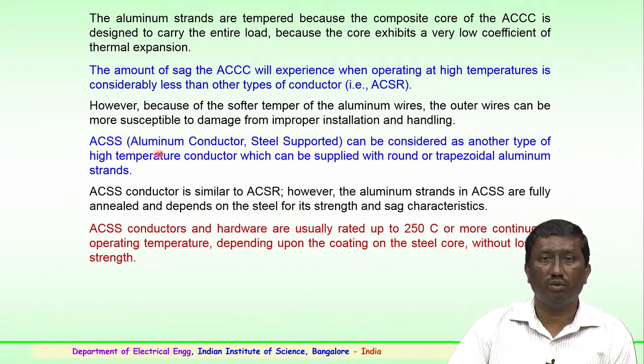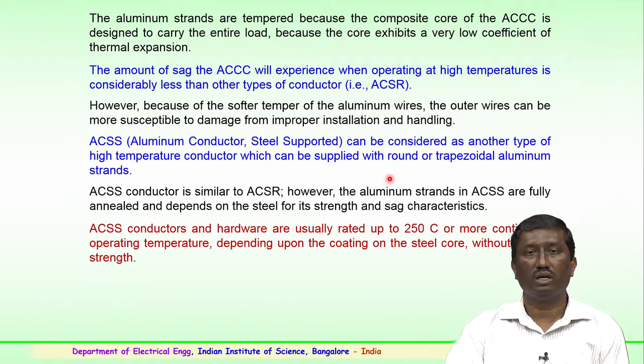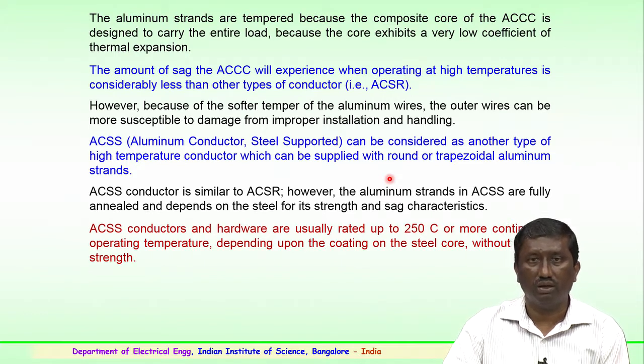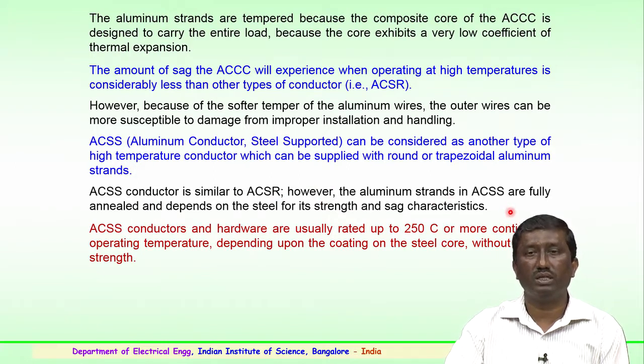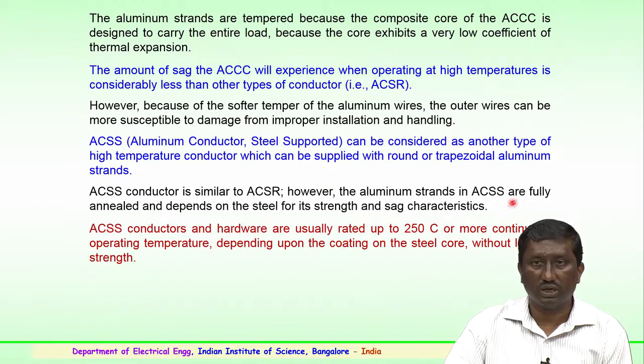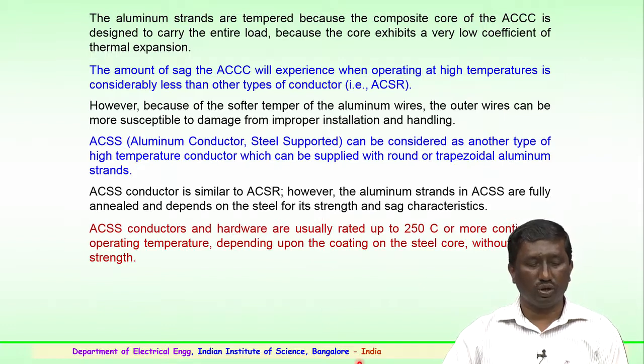Similarly, ACSS, aluminum conductor steel supported, could be considered as another type of high temperature conductor, which can be supplied with round or trapezoidal aluminum strands. This is again a high temperature high current carrying conductor. The ACSS conductor is similar to ACSR. However, the aluminum strands in high temperature conductors are fully annealed and depend on the steel for its strength and the sag characteristics. That is a point to be noted.